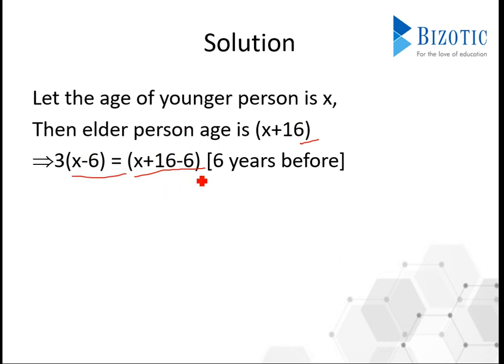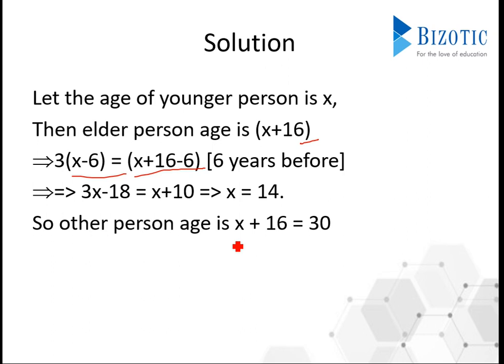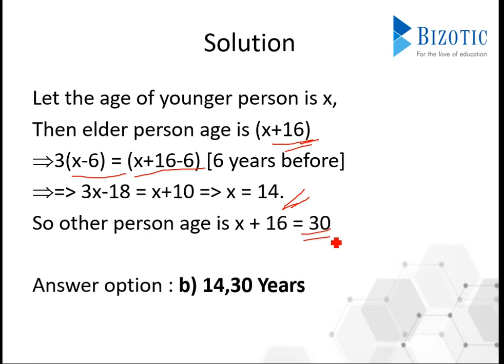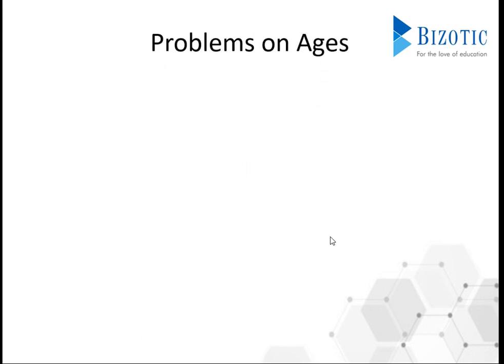So that's how we got this equation, and now it's all about solving. This will give you 3x minus 18 is equal to x plus 10. So in turn the x value is 14. So 14 is the younger person's age, and the other person's age will obviously be x plus 16, which is 14 plus 16 is equal to 30. And now the combination of ages 14 comma 30 is your answer, option B. So that clears problem 8.